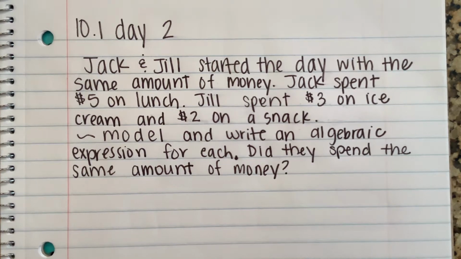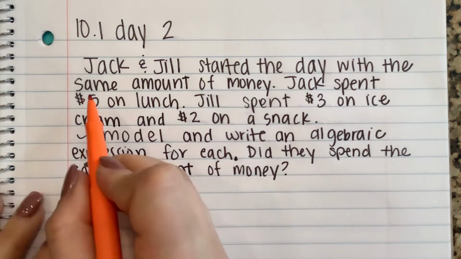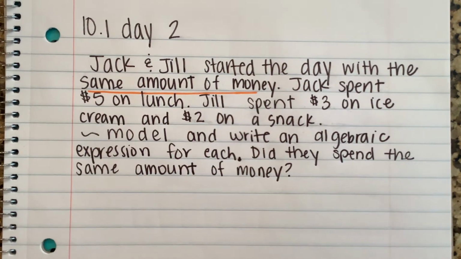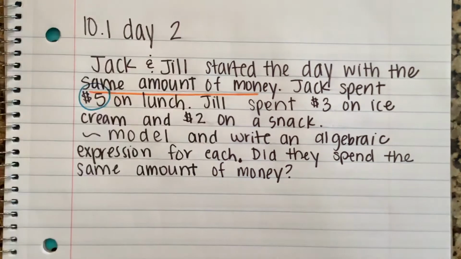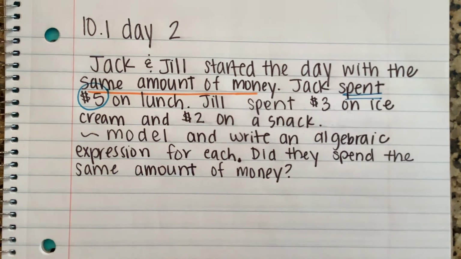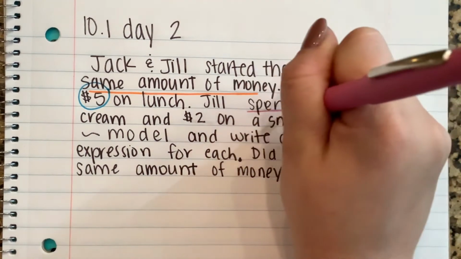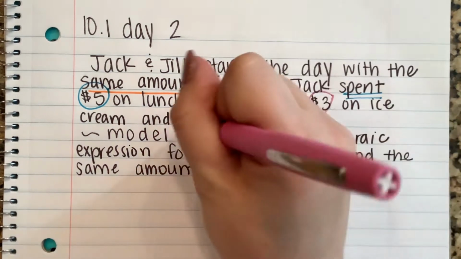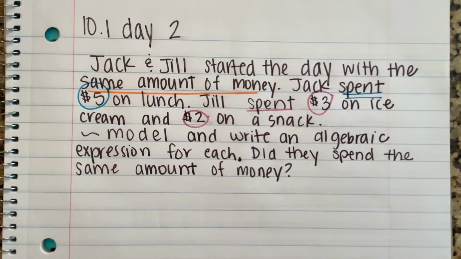Let's read it. Jack and Jill started the day with the same amount of money. Jack spent $5 on lunch. The key word there is spent. Yesterday we added to our chart that the word spent meant subtraction. It's subtracting from your bank account. So Jack spent $5 on lunch. Jill spent, so we have spent again, $3 on ice cream and $2 on a snack. We need to model and write an algebraic expression for each and find out, did they spend the same amount of money? So let's start with Jack.